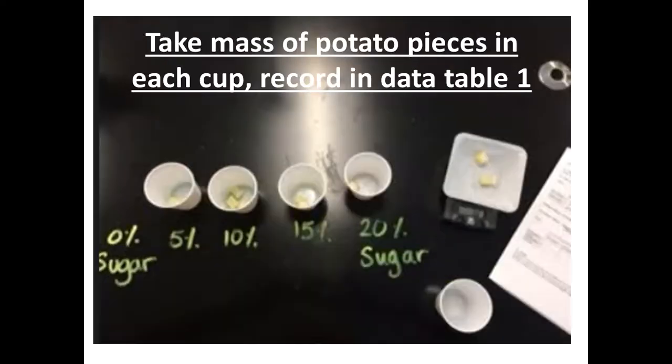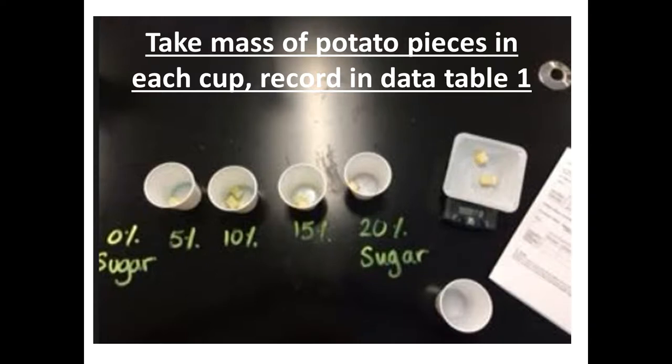Okay, so if we go to the next slide here, you'll see before we actually soak the potatoes in these different sugar solutions, we're going to take an initial mass and find out what the potatoes weigh. It's hard to see in this picture, but there should be all 3 potato pieces from each cup. So right now I'm measuring the 0% sugar cup. I'm measuring these potatoes and I'm going to record this on my data table in data table 1.